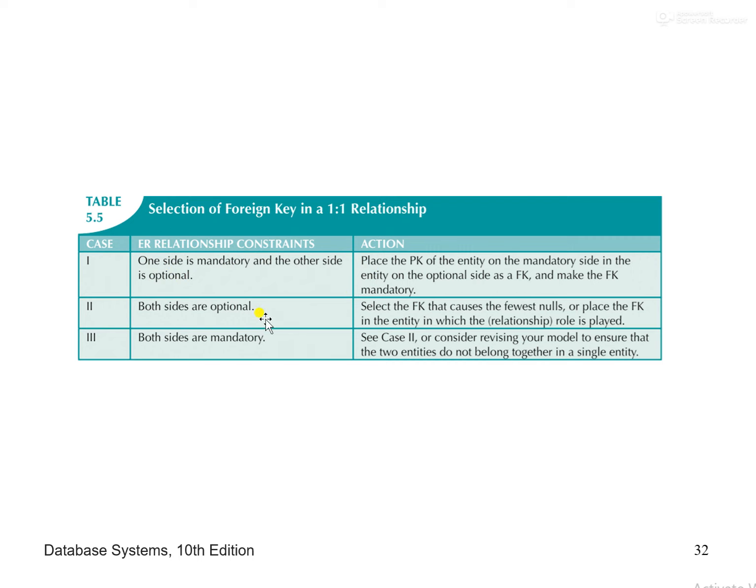The other case is both sides are optional. If both sides are optional, then select the foreign key which causes minimum null values, or place the foreign key in the entity in which the relationship role is played. A third case is if both sides are mandatory. For this, they said it will be the same as case 2, or consider revising your model to ensure that the 2 entities do not belong together in a single entity.